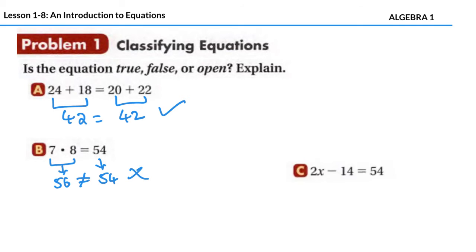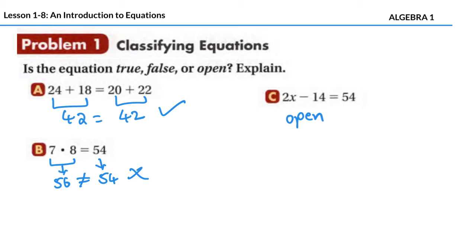What about this? 2x minus 14 is equal to 54. Is this a true equation, a false equation, or an open equation or open sentence? Now this is an open sentence because there is a variable in it. So depending upon the value of the variable, the equation can be true or false. So we say this is an open sentence. So now you get the idea of how to classify equations. So let's see whether you got it or not.